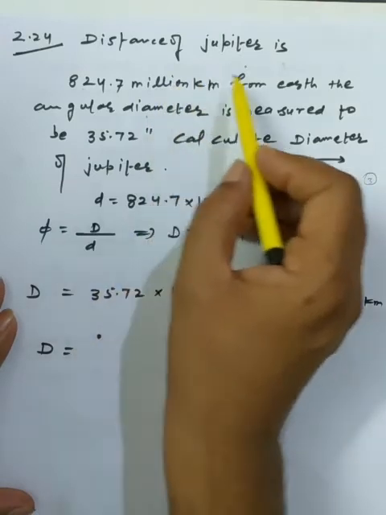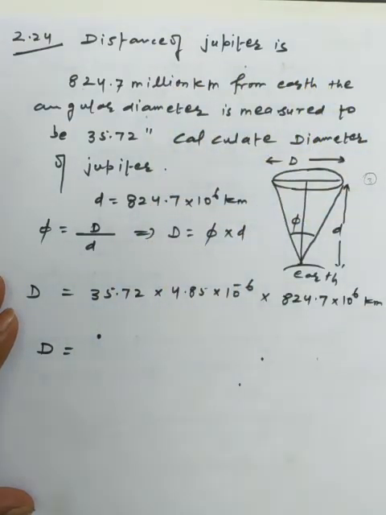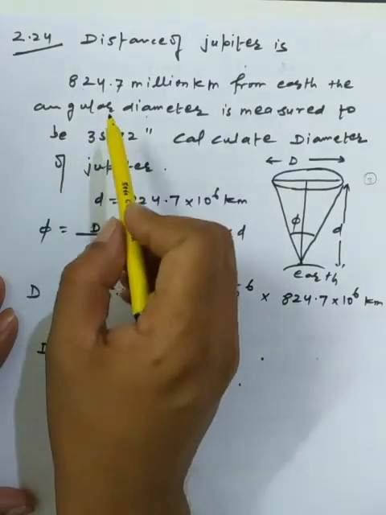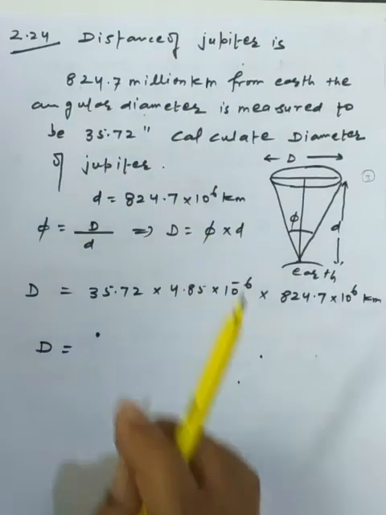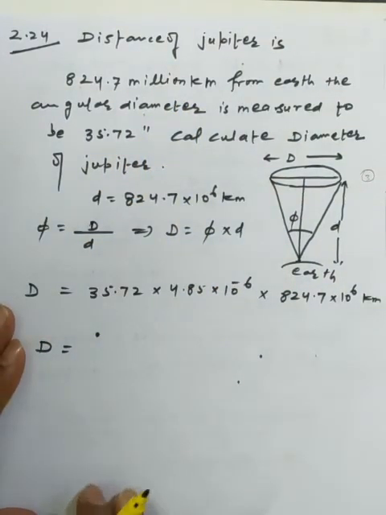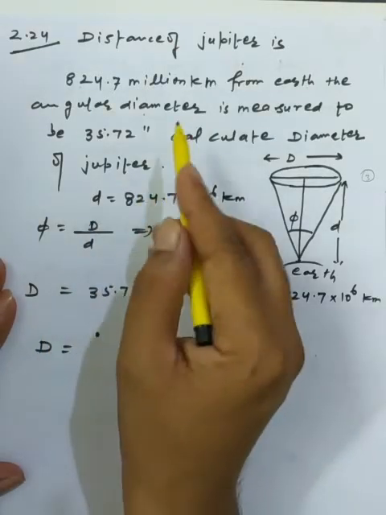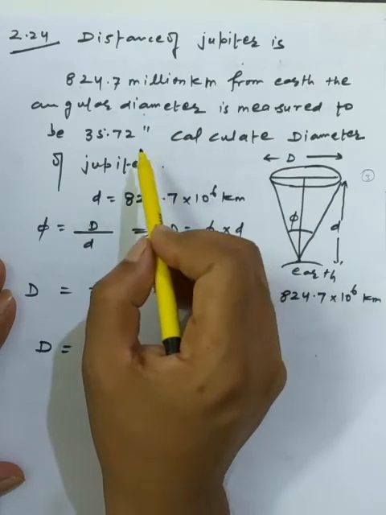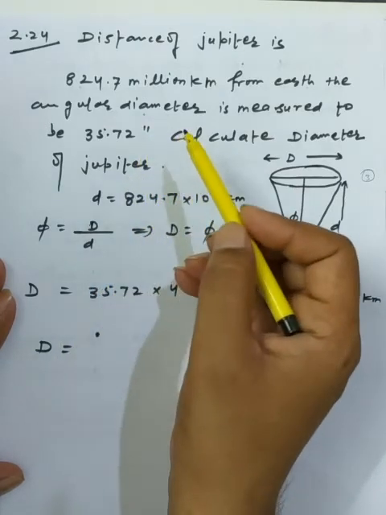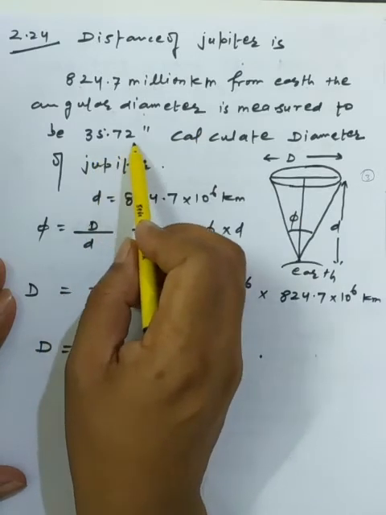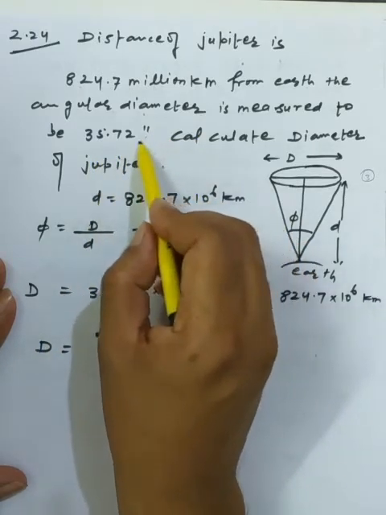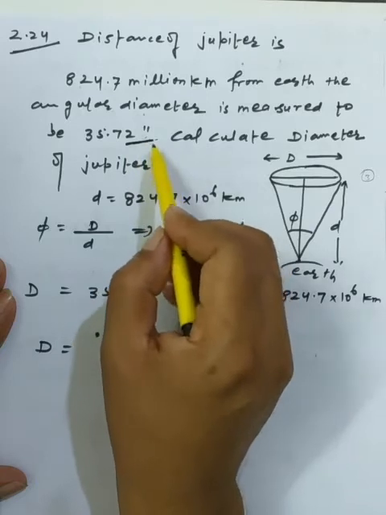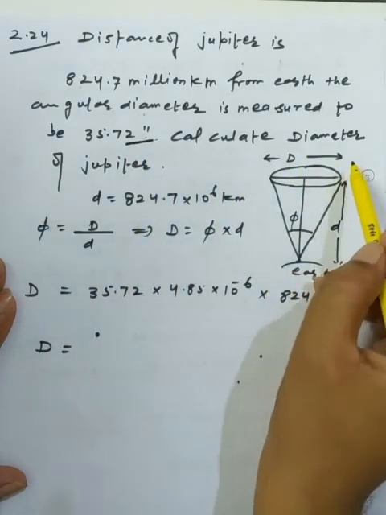Now the statement about the distance of Jupiter is already given inside the book, so I am just reading this one statement. The statements are quite long, but you must listen, and I have mentioned the important things of the numericals. The statement is: when the planet Jupiter is at a distance of 824.7 million kilometer from the surface of the Earth, its angular diameter is measured to be 35.72 seconds. Here we have to pay attention that the angular diameter is given in seconds. Calculate the diameter of Jupiter.